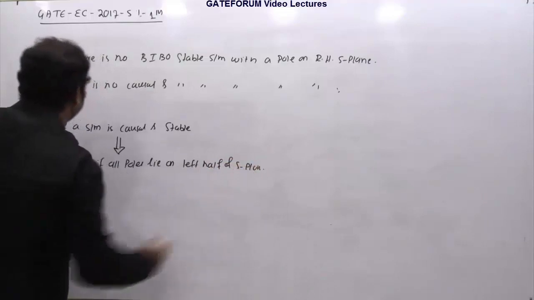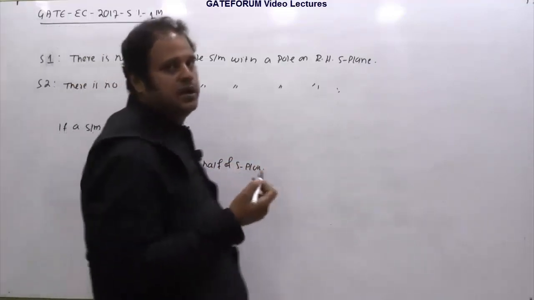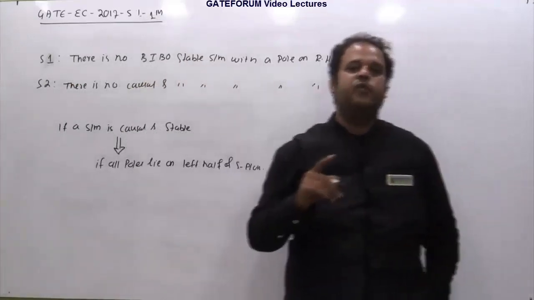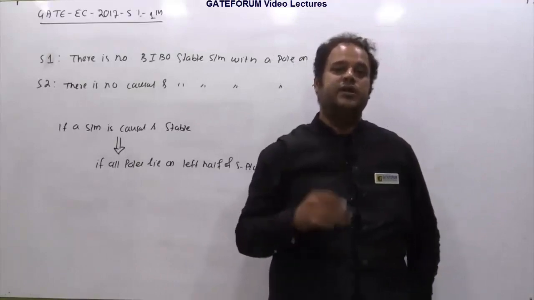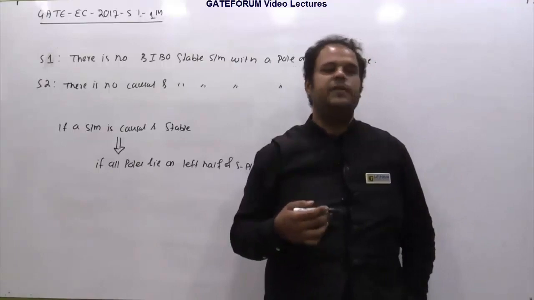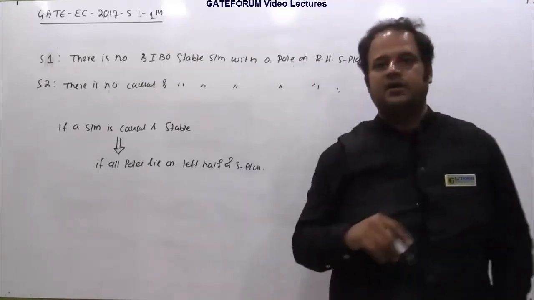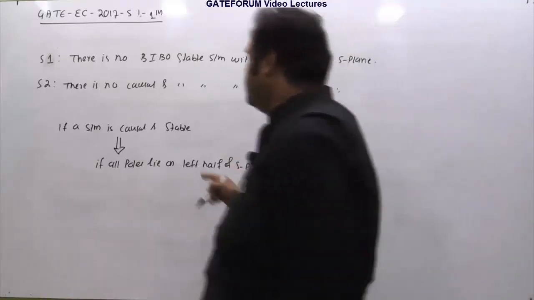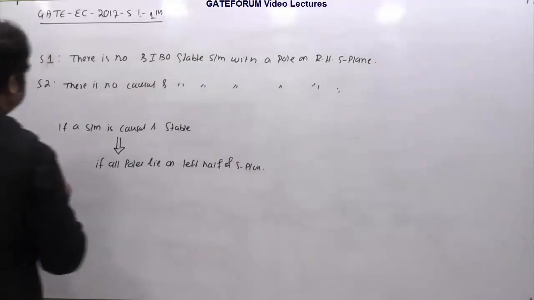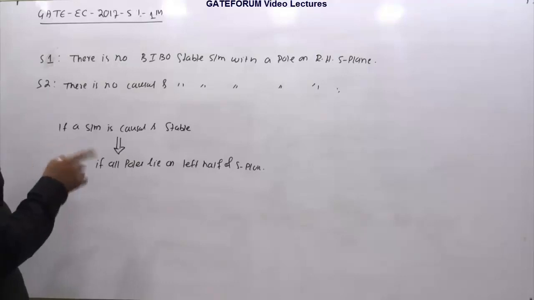You must be knowing that for causality the ROC should be right of the rightmost pole, and for stability the ROC should include the j omega axis. So if you want to satisfy both causality and stability, that is the ROC should include the j omega axis and the ROC should be right of the rightmost pole, then obviously all poles should lie on the left of the S plane, then only that is going to happen. So this is the condition for a system to be both causal and stable: all poles should lie on the left of the S plane. So coming to statement number 2, there is no causal and stable system with a pole on the right half S plane.